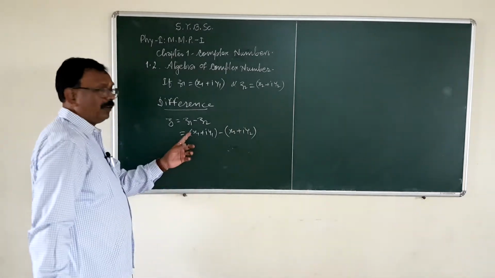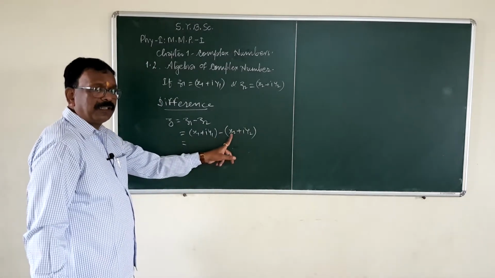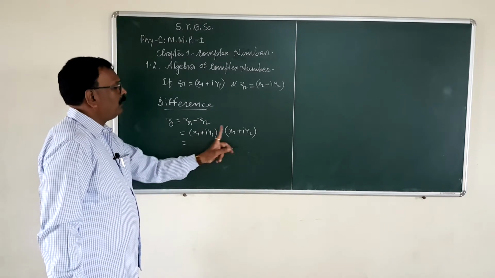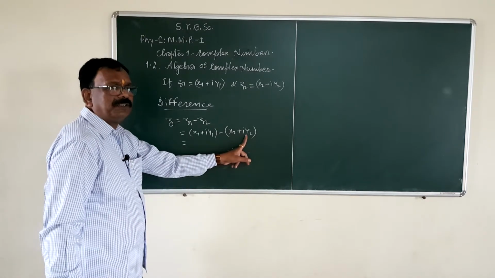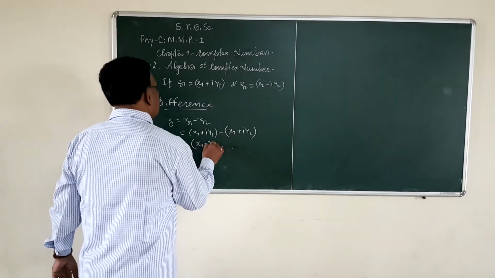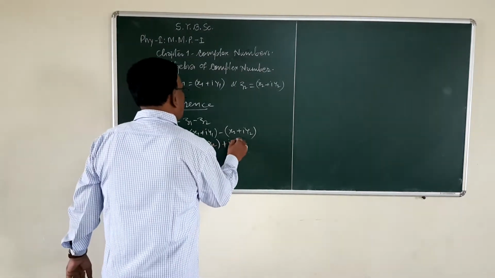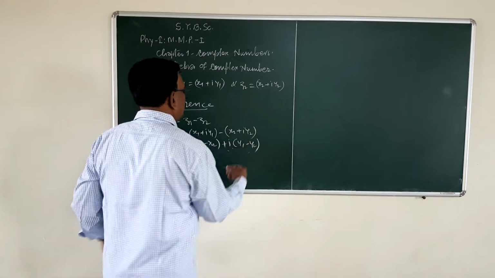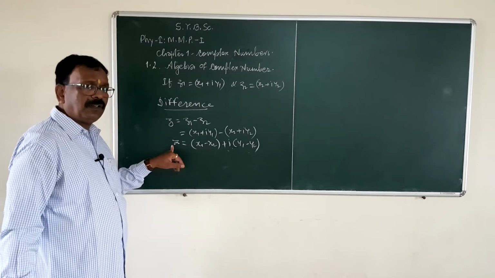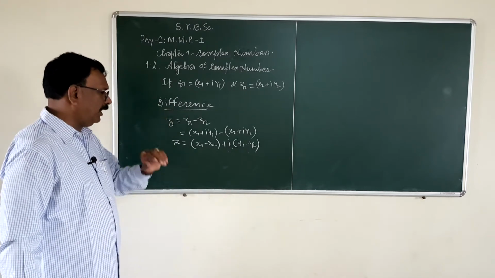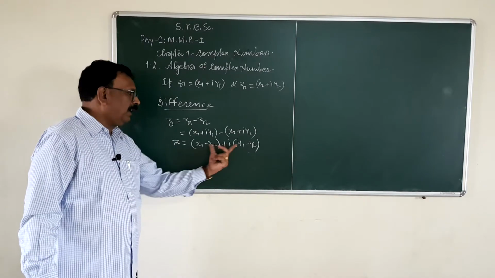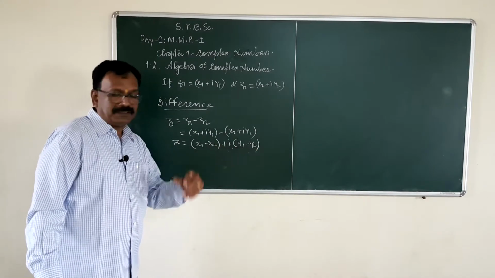Therefore, here again we have to subtract the real part of the second complex number from the real part of the first complex number. Again we have to subtract the imaginary part of the second complex number from that of the first. Then we will get x1 minus x2 plus i in bracket y1 minus y2. This is the difference or subtraction of two complex numbers z1 and z2. Here again remember that this term represents the real part and this term represents the imaginary part.